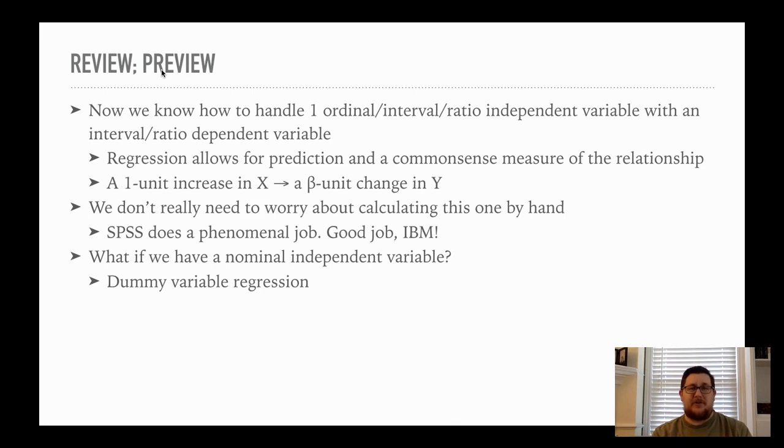Now, what if we have a nominal independent variable? Then we need to use dummy variable regression. The easiest one, obviously, is if that's just 0 and 1, and that's your category. You have one category: it is this thing or it is not this thing. Then it just acts like a switch. We'll look at that later.